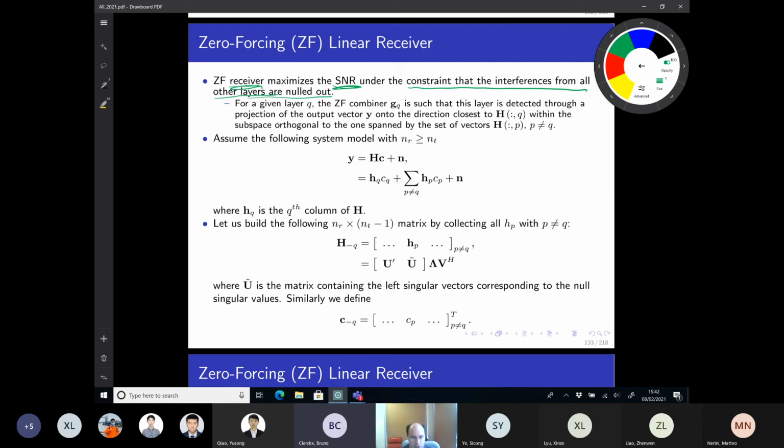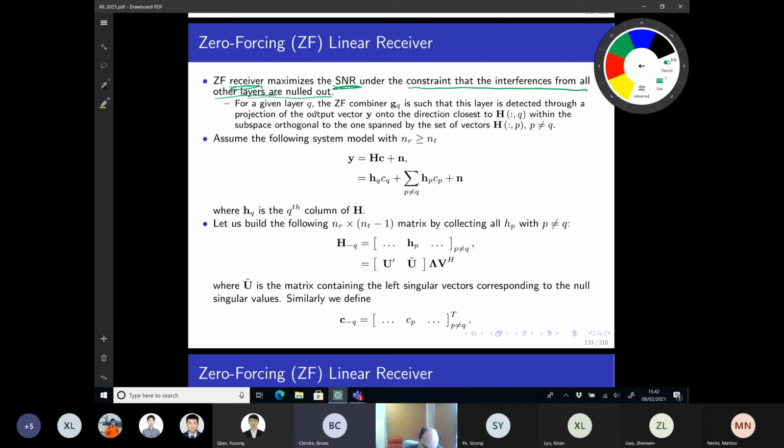But if NR is larger than NT, you have some degrees of freedom, right? If NR is equal to NT, you can just do an inverse. But if you have NR larger than NT, you have some degrees of freedom, right? And so you can use those degrees of freedom to null out the interference, but additionally to maximize the SNR. Okay, so what does that mean concretely?